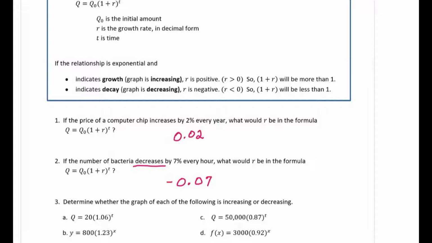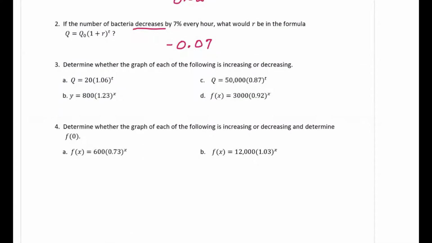Problem 3. Determine whether the graph of each of the following is increasing or decreasing. Problem 3a. Here I have 1.06 as the base. This number is more than 1, so it's more than 100% of the value that we had last time, whether it was last year or last second, last hour. My growth rate here of r is 0.06 or 6%. As long as this number is more than 1, we are increasing. So this is increasing.